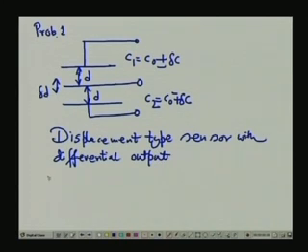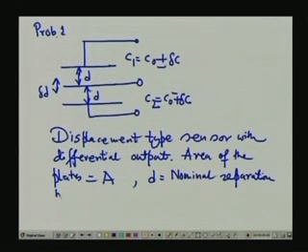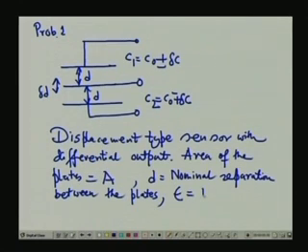Right, where A is the area of the plate or plates, equal to A meter square, D is the nominal separation between the plates, and epsilon is the permittivity.